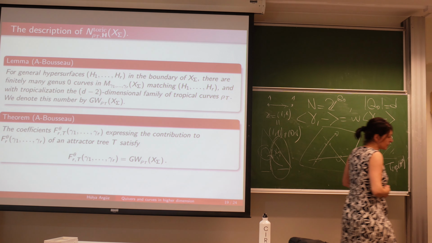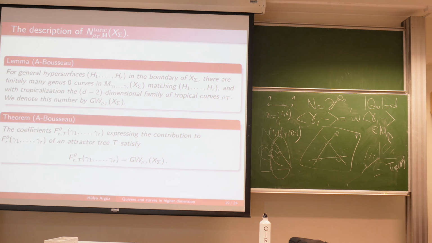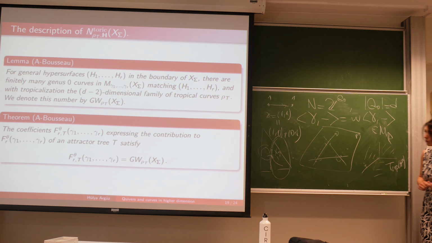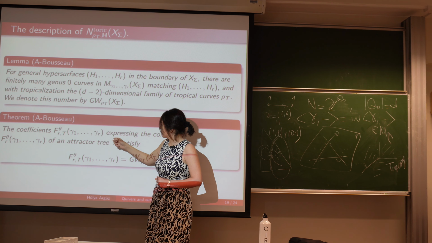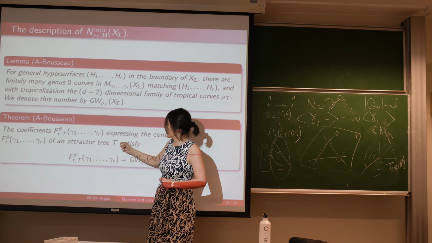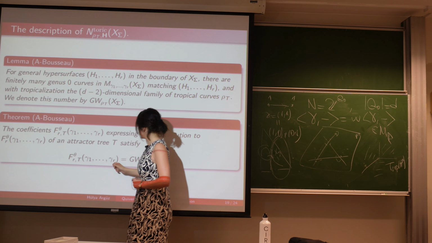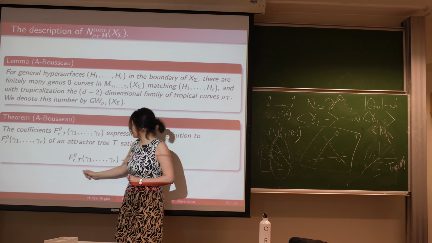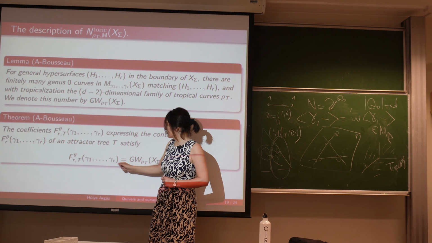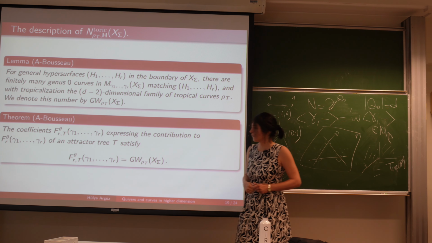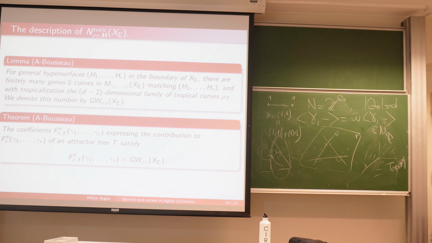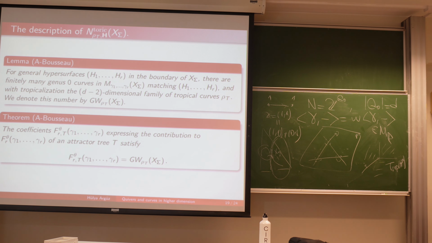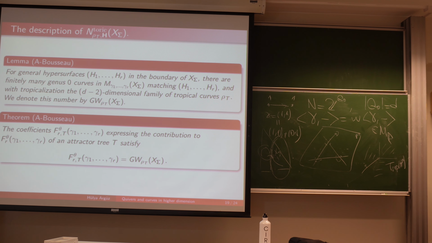And we showed that the coefficients expressing the contribution of a fixed tree T, so the coefficients appearing in the attractor flow tree formula, we proved is equal to this log Gromov-Witten invariant we calculate in the toric setup. Do you have any questions up to here?